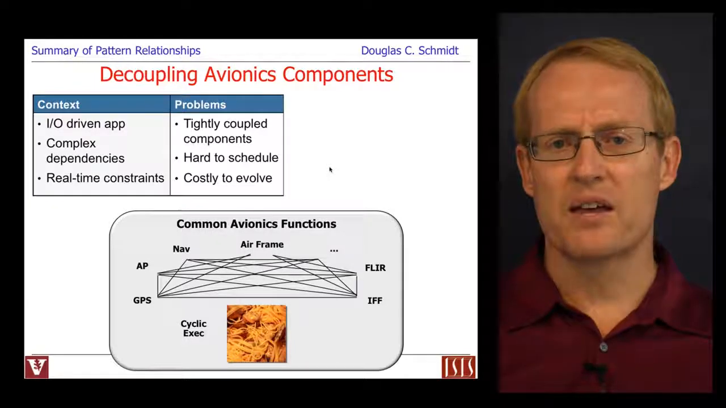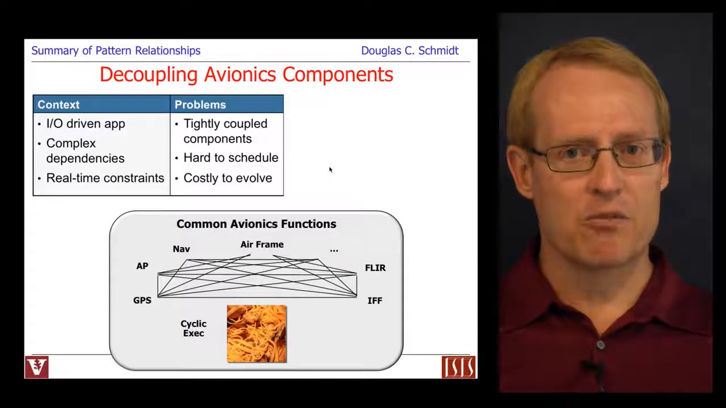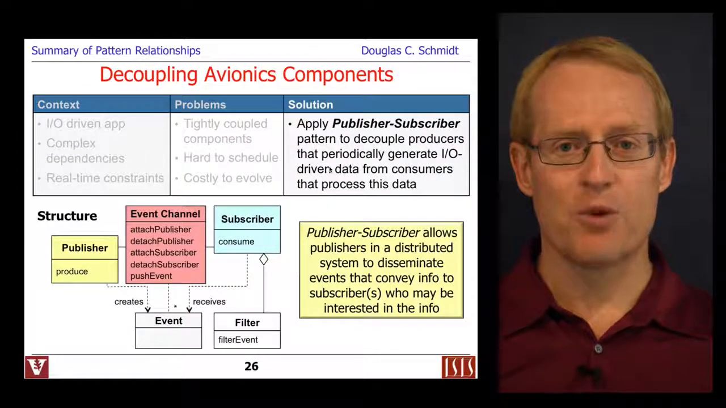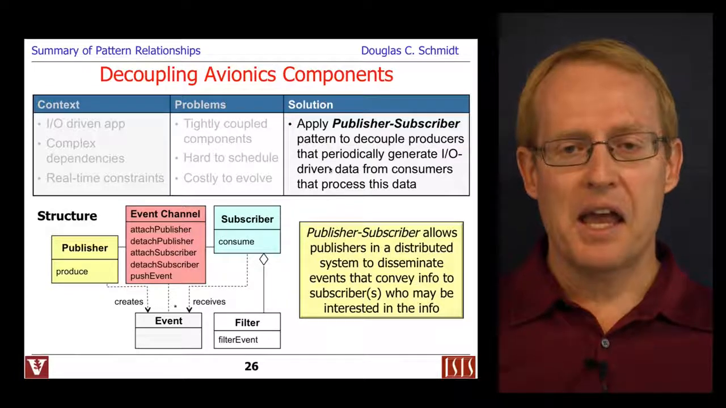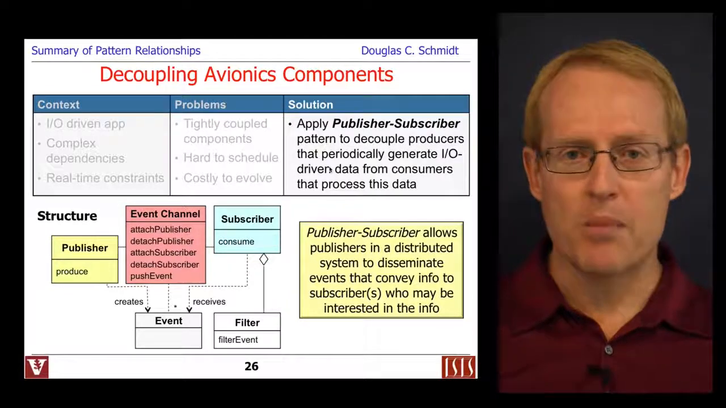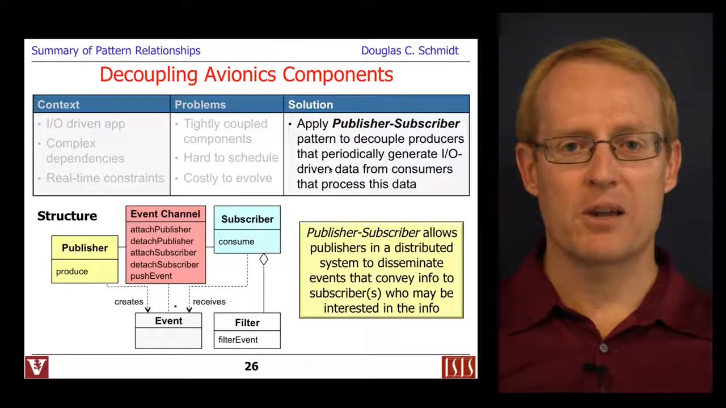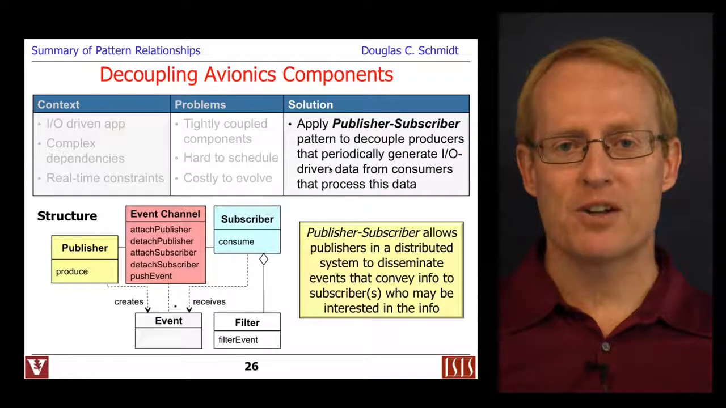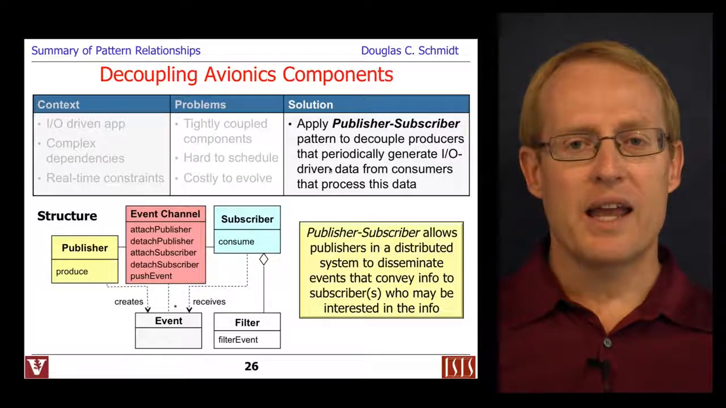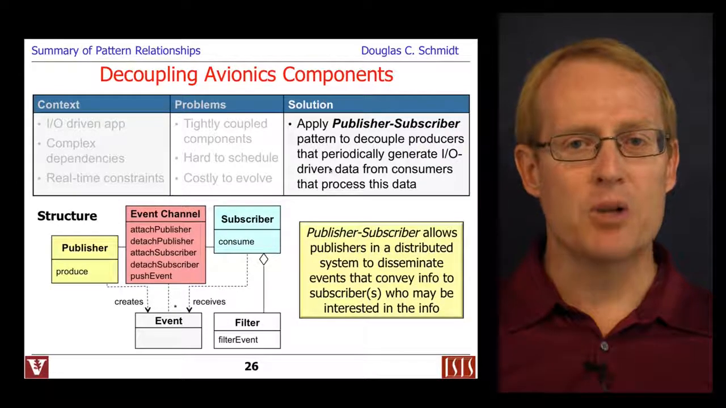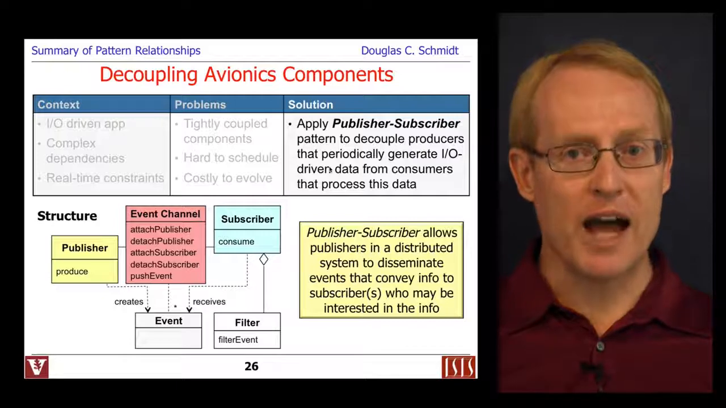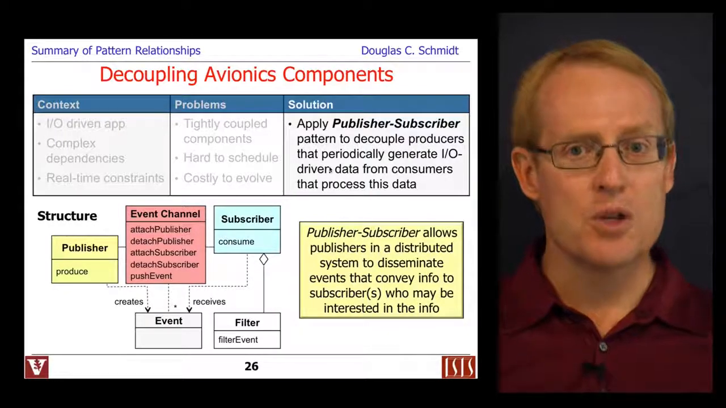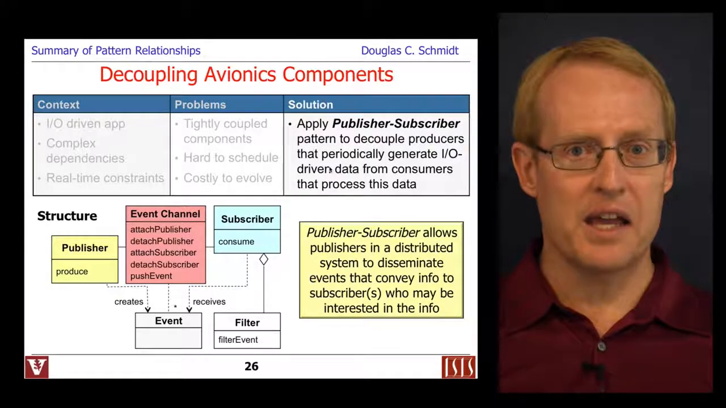When I first started working on the project, I had been a reviewer for the POSA 1 book, in addition to having been a reviewer for the Gang of 4 book a couple years before. And I had read about something called the publisher-subscriber pattern, which appeared in the POSA 1 book. And we applied the publisher-subscriber pattern to our avionics control system in order to decouple the publishers that periodically generated I/O-driven data from the sensors and delivered them to the consumers that processed this data in all kinds of different ways.